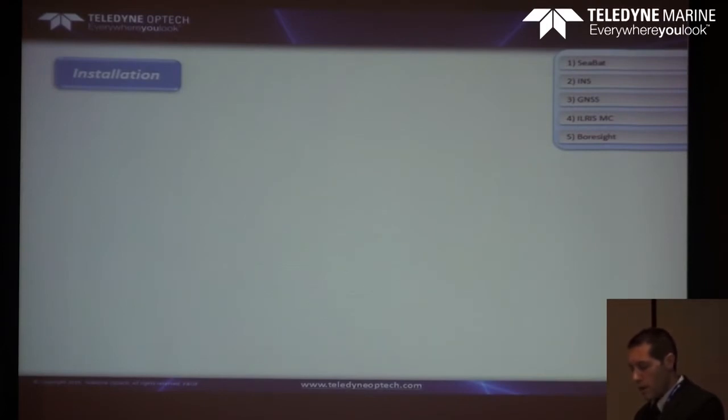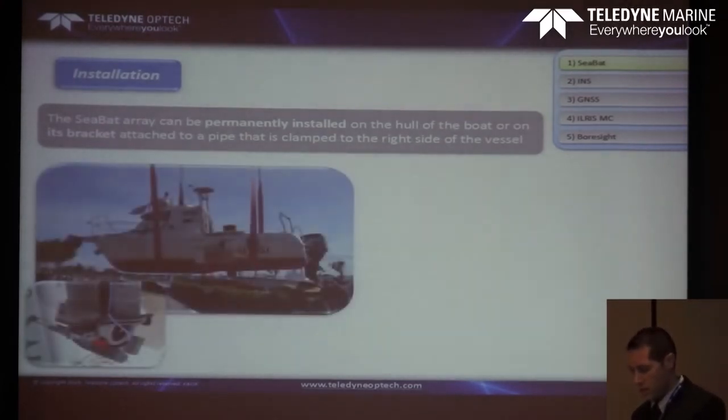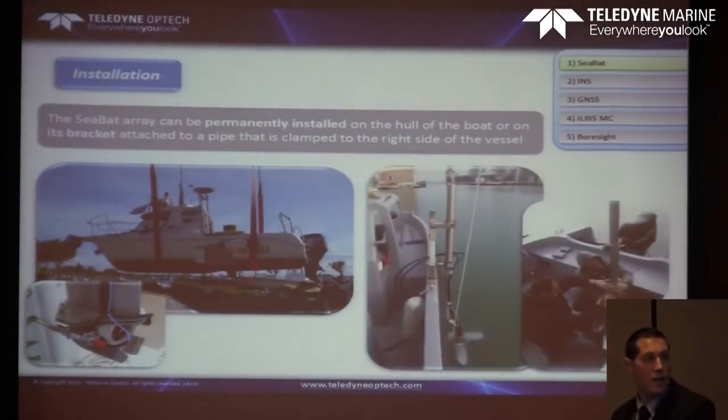Now, one important thing during our development was to have something that was very easy to install, because at the beginning, back in 2009, it was really a long procedure, and calibration was long, so it was quite complicated. So what was important was to create something that was very easy to install, and that's why we made the combination with the PDS 2000. So I mean, you know that. So the SeaBat can be installed directly on a boat, or clamp on the right of the vessel.